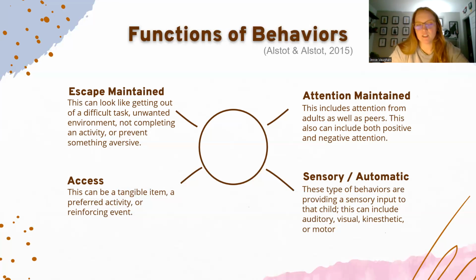And the fourth and final function of behavior is the sensory or automatic. These are behaviors that are providing some sort of sensory input. This could be internal, auditory, visual, or motor sensory input, and it is just automatically reinforcing. So for example, they are scratching their arms, and that is to get that input into their body.